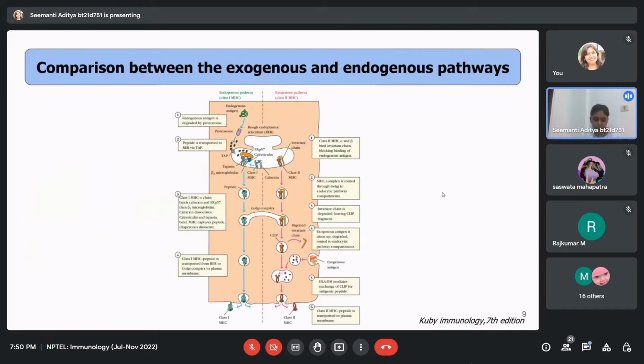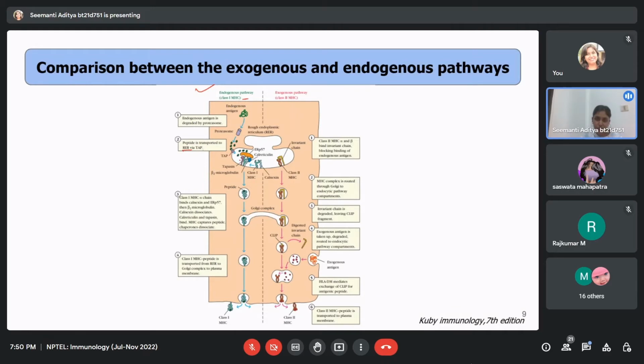Now there will be a brief comparison between the exogenous and endogenous pathways. Let us summarize what we have studied. In the endogenous pathway, it is initiated by the class 1 MHC molecule. There is an endogenous antigen, which is cleaved by the proteasome. This proteasome cleaving will result in smaller peptides. These peptides will be transported to the rough endoplasmic reticulum using TAP.